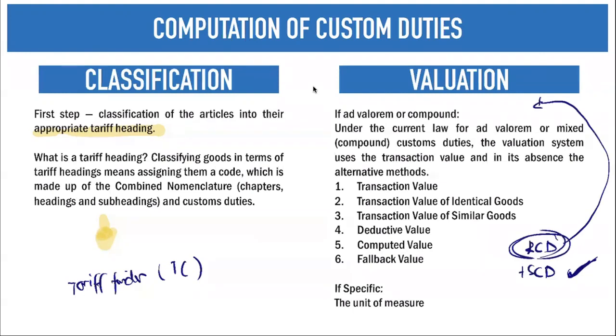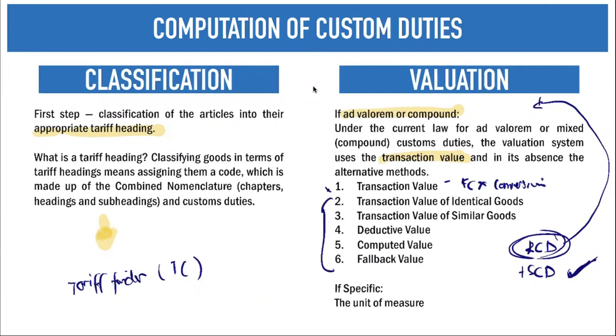For regular custom duty, we have the valuation if it's ad valorem or compound. Under the current law, for ad valorem or mixed compound custom duties, the valuation system uses the transaction value, and in its absence the alternative methods. So transaction value, of course, is the total value of the imported article. So this is equal to the foreign currency multiplied by the conversion value here in the Philippines. That is the transaction value.